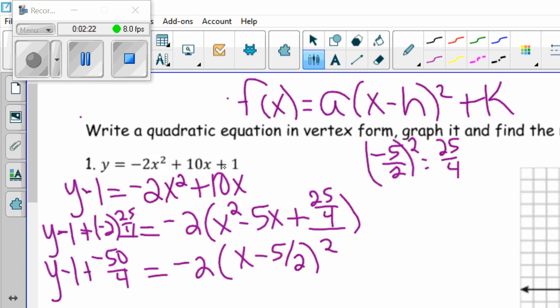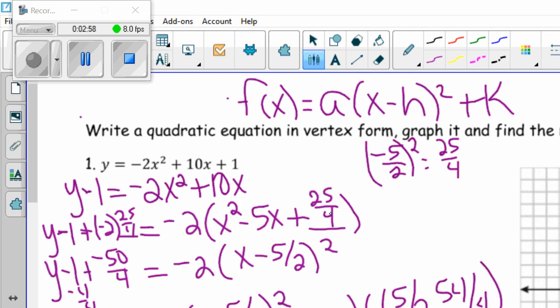Over here, y minus 1 plus negative 50 fourths. Remember that negative 1 is really the same thing as negative 4 over 4 to get a common denominator. So then I have y minus 54 fourths equals negative 2 times (x minus 5 halves) quantity squared. Get y by itself. So y equals negative 2 (x minus 5 halves) quantity squared plus 54 fourths. That is now in vertex form, so now I see that my vertex is 5 halves, 54 fourths.